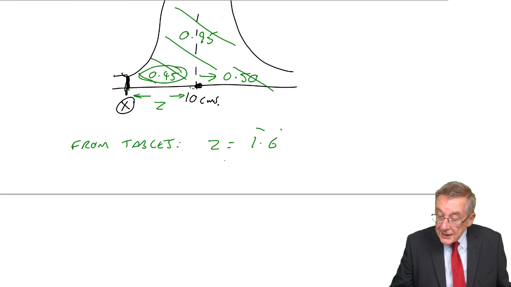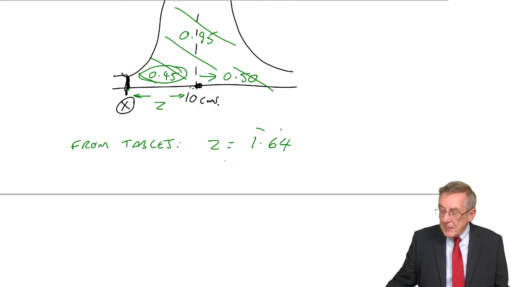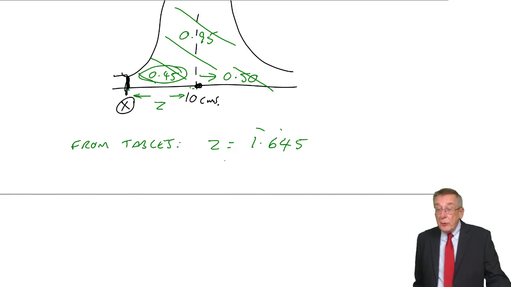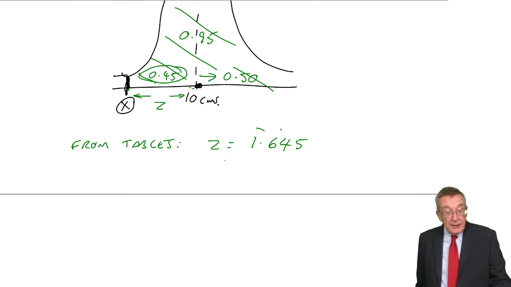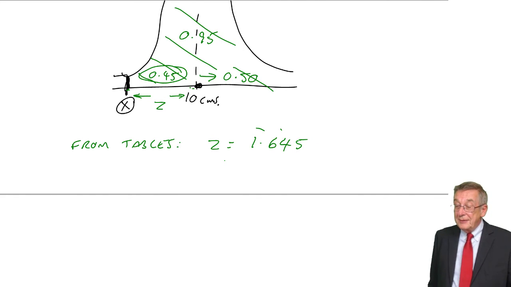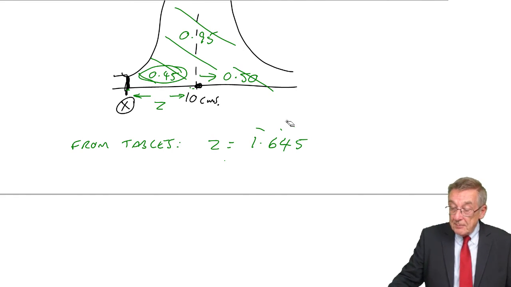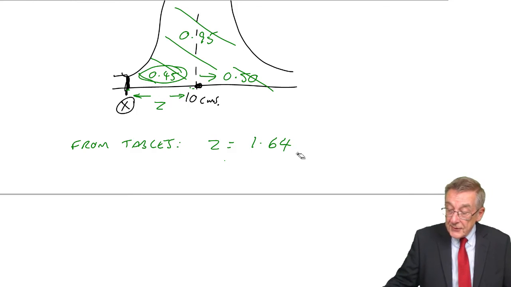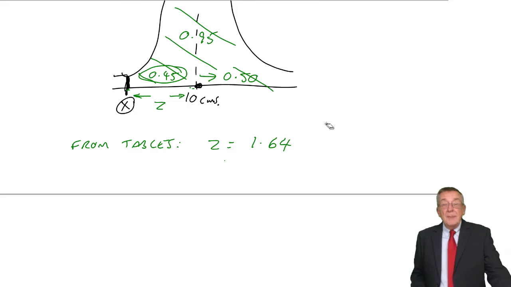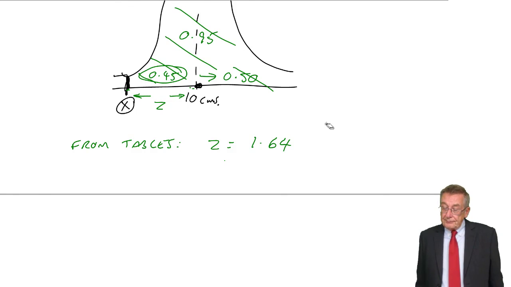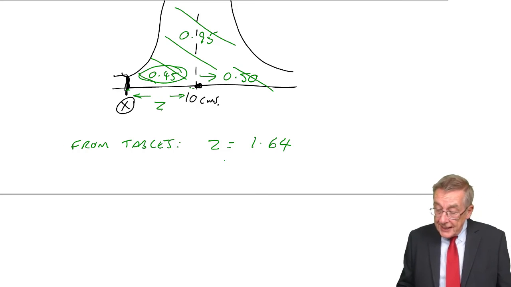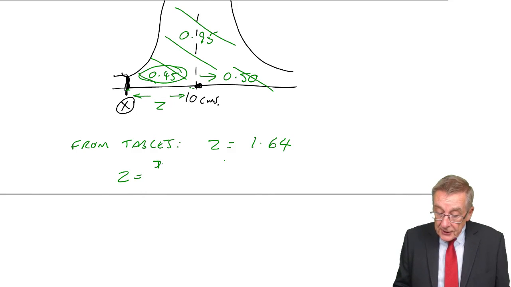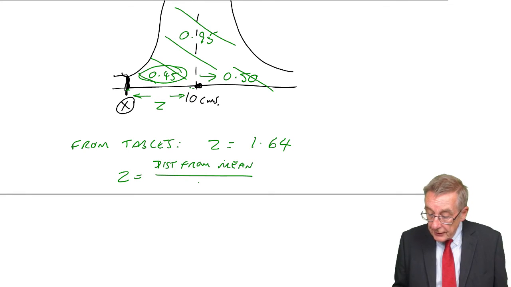Z must be 1.64 or 1.65, perhaps halfway between the two, because 1.64 would give us an answer of 0.4495, and 1.65 would give us an answer of 0.4505. Now, in fact, it doesn't matter, but it is slightly nearer to 1.64 if we had more detailed tables. So z is 1.64, but remember what z is. Z is the distance from the mean divided by the standard deviation.